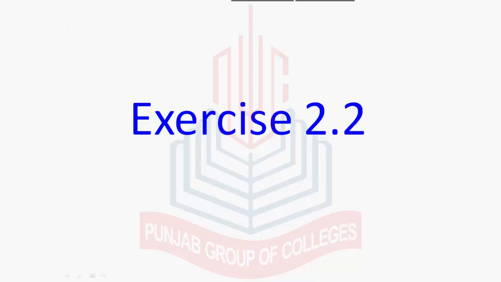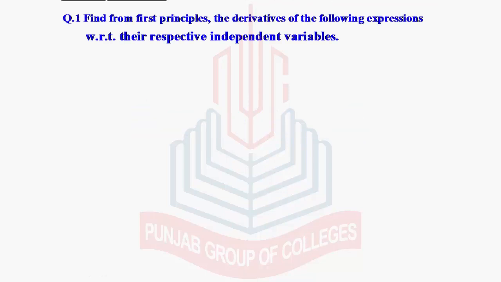Now we start exercise 2.2. Question 1. Find from first principle the derivatives of the following expressions with respect to their respective independent variables. And the first part is (ax + b) whole cube.